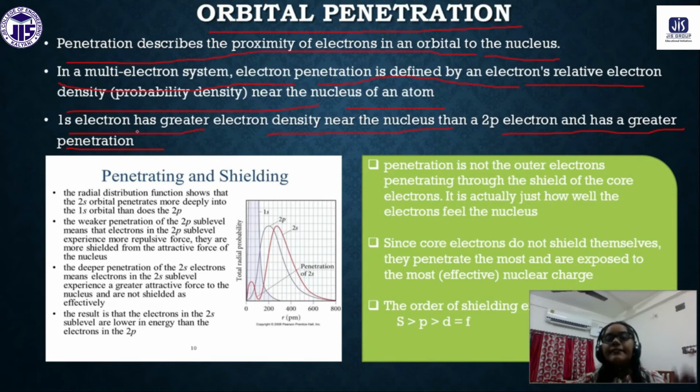Always, a 1s electron has a greater electron density near the nucleus, and the shape of the 1s orbital is a sphere. The nucleus is also a sphere, so obviously the penetration between the s orbital and the nucleus will be higher. So 1s has a greater electron density near the nucleus than a 2p electron, and has a greater penetration effect. Okay, now this is the radial distribution.